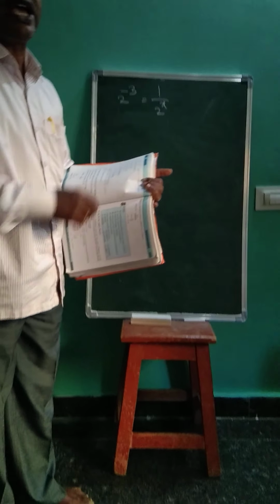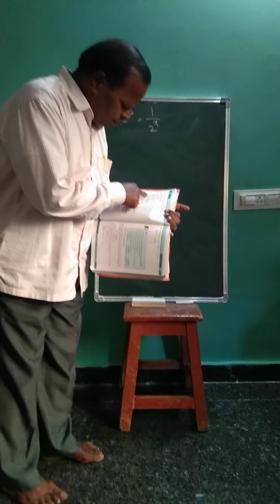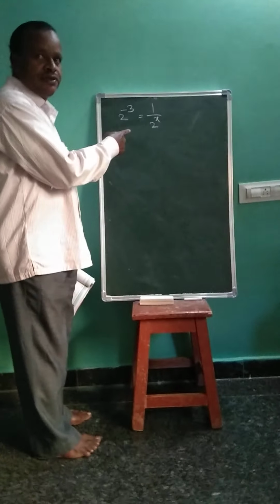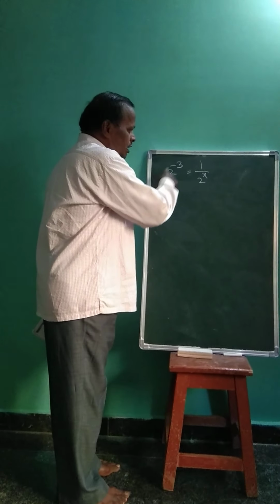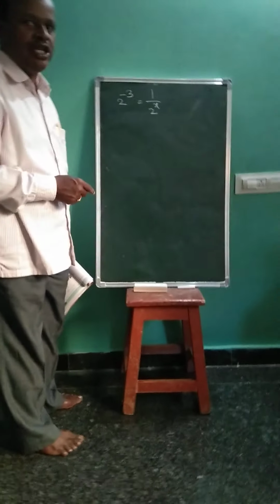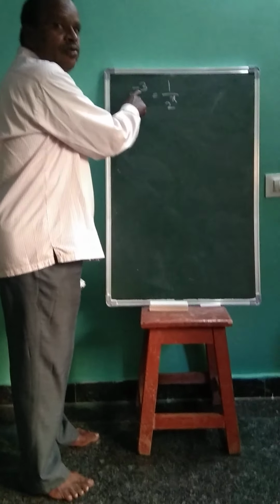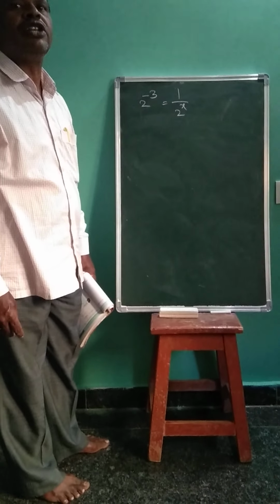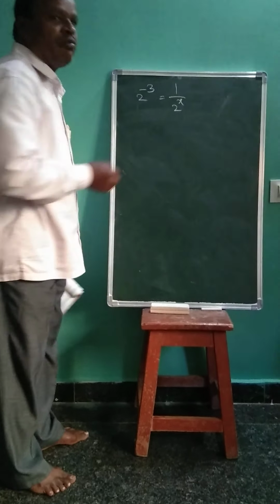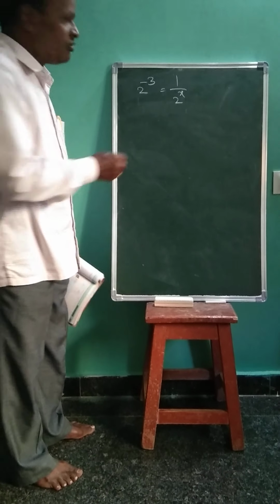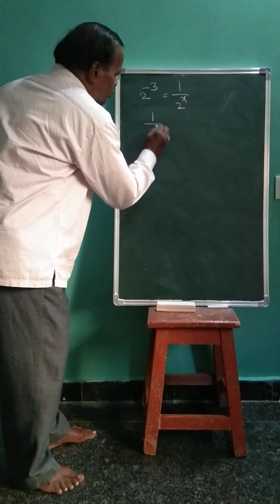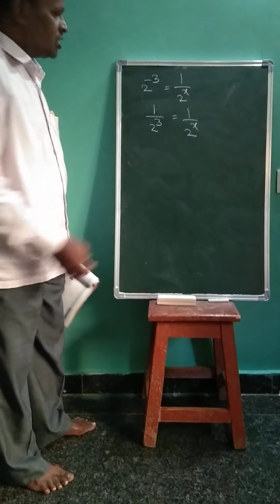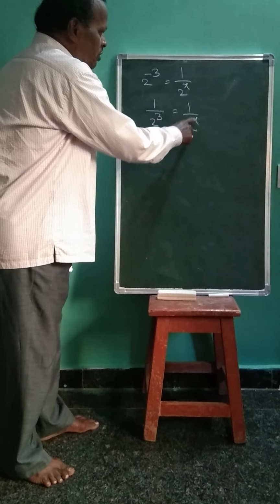Find the value of x. 2 to the power of minus 3 is equal to 1 by 2 to the power of x. Here we want to find the value of x, and again it is a negative exponent. So we will write the multiplicative inverse. 2 to the power of minus 3 is the multiplicative inverse of 1 by 2 power 3, that is equal to 1 by 2 power x. So 1 by 2 power 3, 1 by 2 power x.